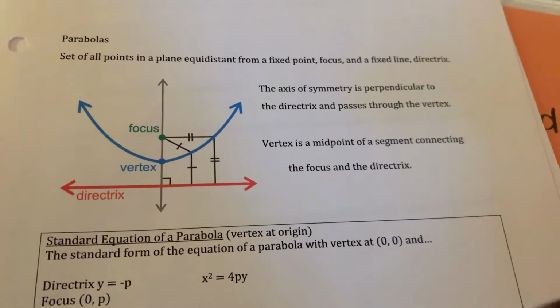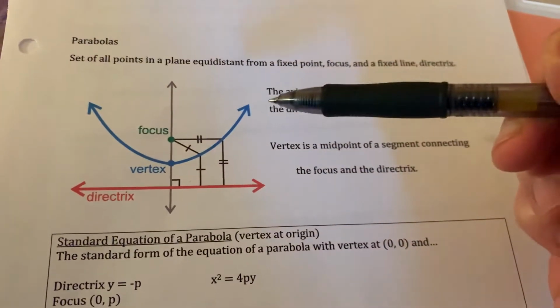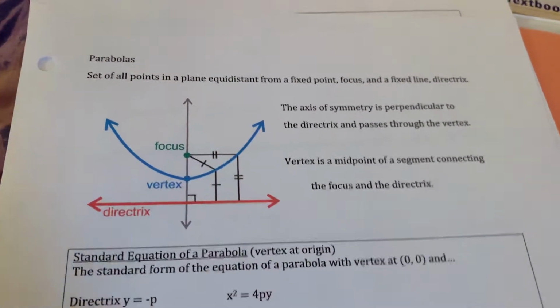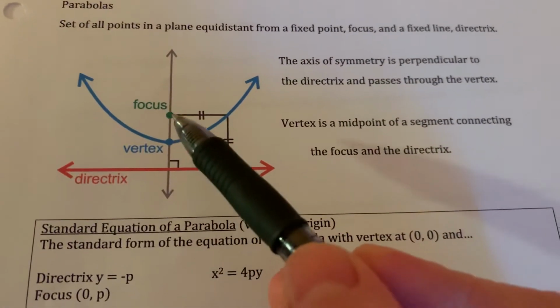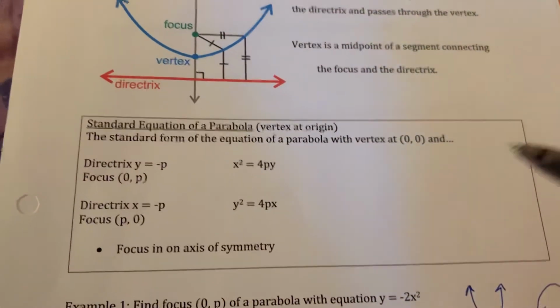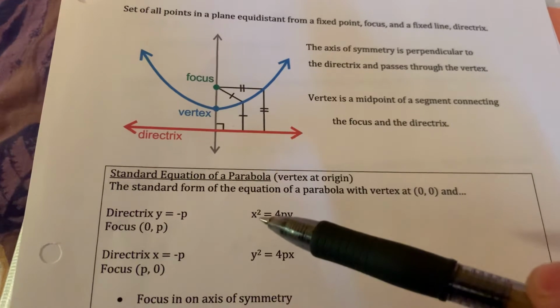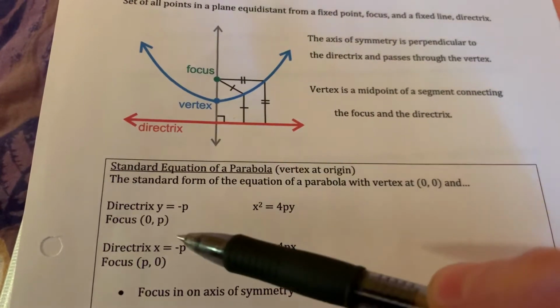So an axis of symmetry is what just slices the parabola down the middle and creates symmetric sides. The vertex is the midpoint of the segment connecting the focus and the directrix. You don't really have to know that, but if the parabola goes this way, it's an x squared equals 4py equation, where p would be your focus point.